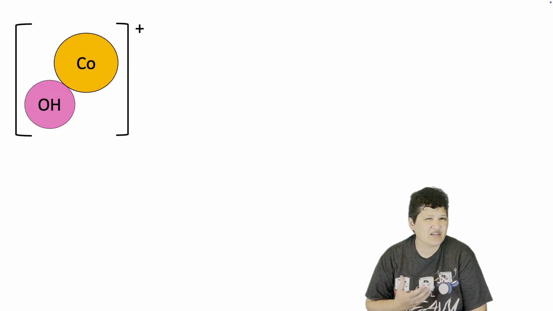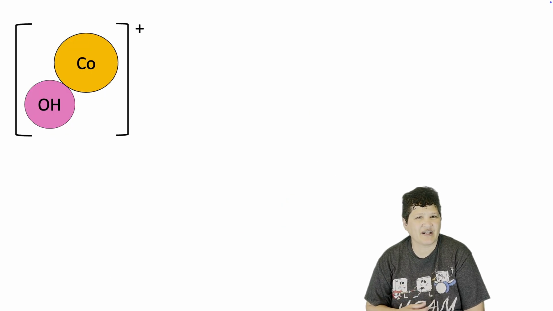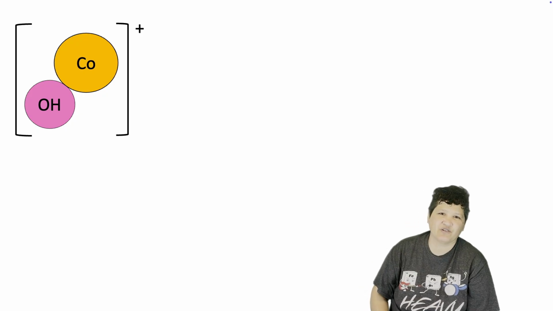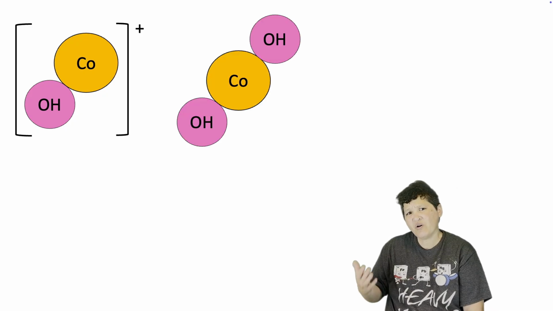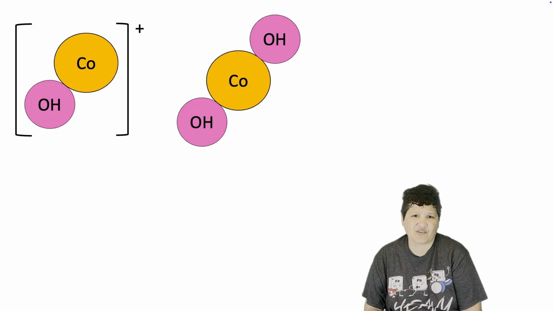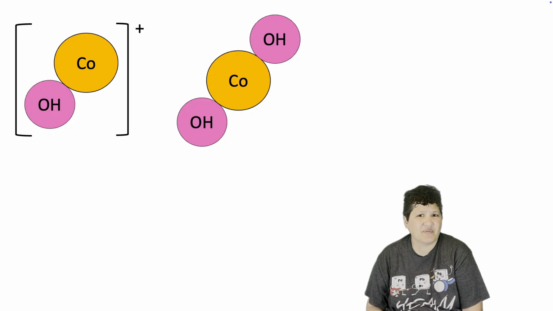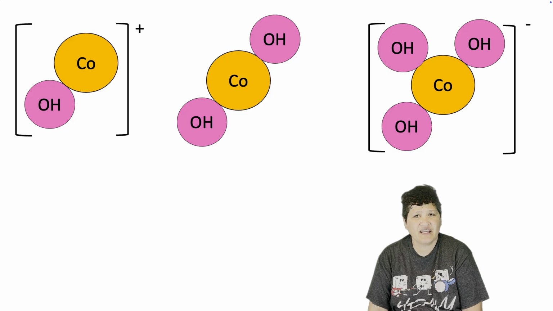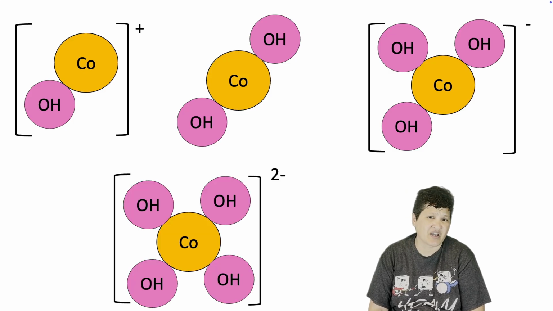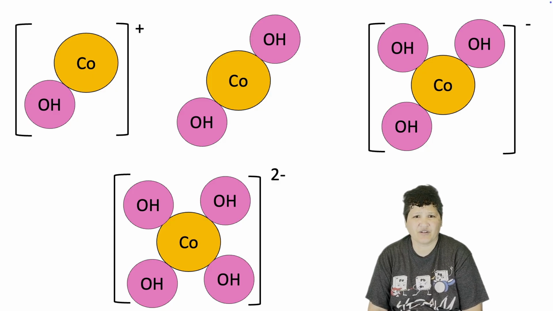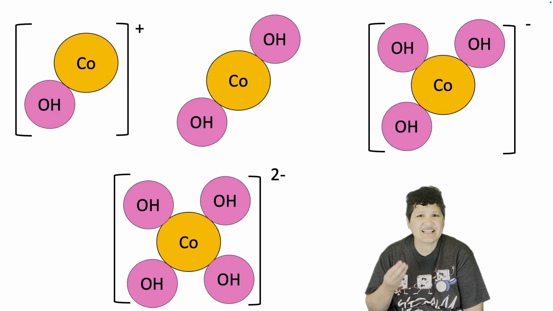Because when you make a solution of cobalt 2 and hydroxide ions, you don't just find this molecule floating around in solution. You also find a cobalt with 2 hydroxides, not a precipitate, but an actual solvated molecule. You find a negatively charged complex of cobalt with 3 hydroxides. You even find a cobalt complex with 4 hydroxide molecules. Clearly, this is not just about neutralizing charge. What is going on here?